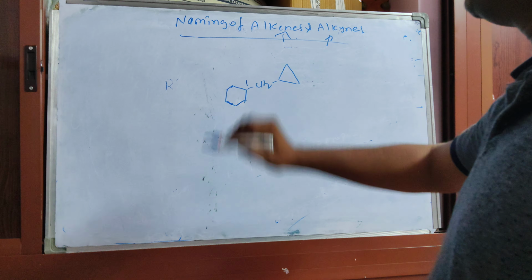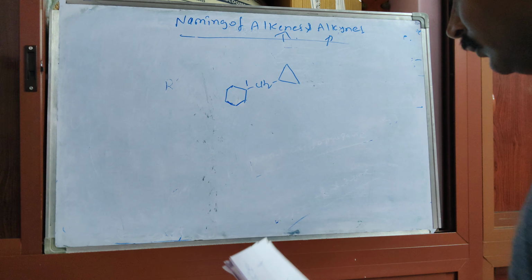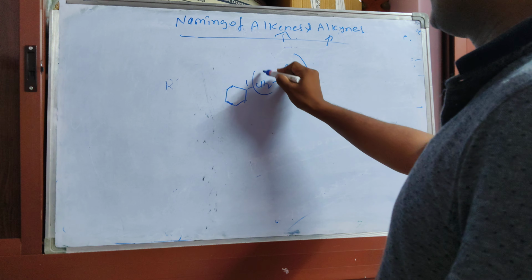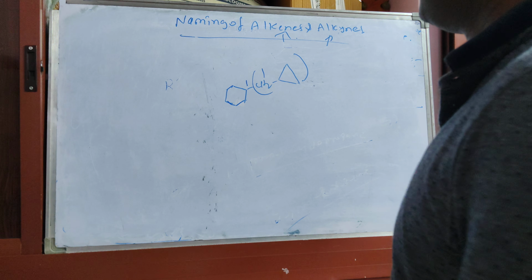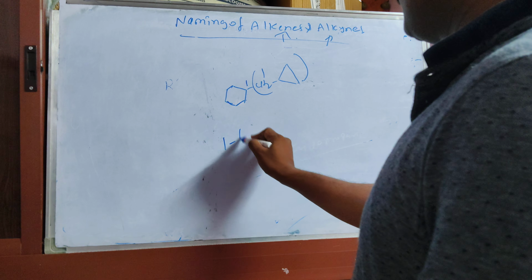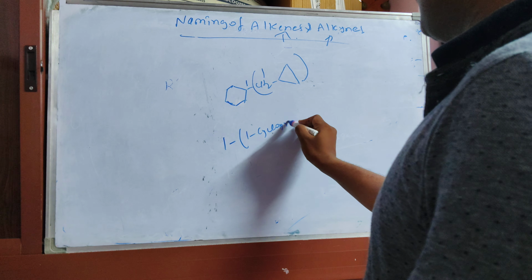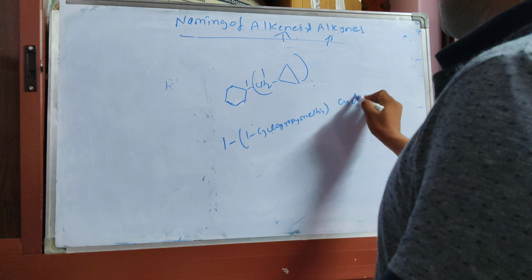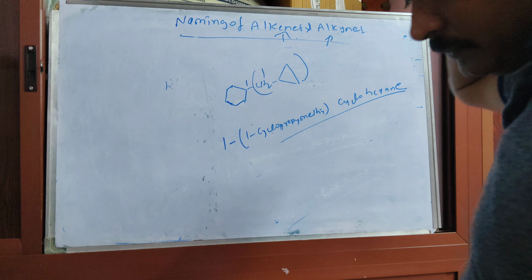That's why this is with the 1. Then after that, next this is taken as substituent. This is 1-(1-methyl cyclopropyl) and methyl cyclohexane. This is the IUPAC nomenclature for this one.